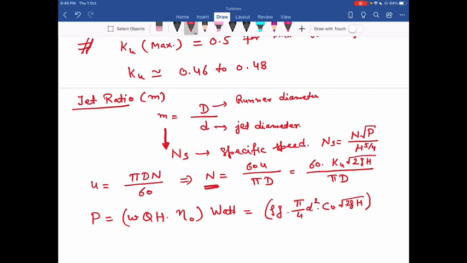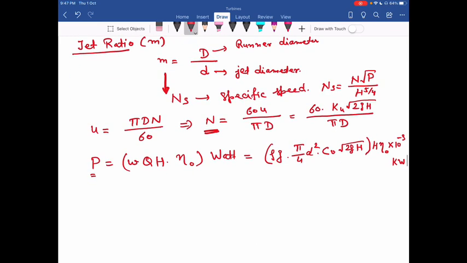Okay, this is Q, W, then Q, then I have H. Then I have overall efficiency. Now if I want to write this in kilowatt, I have to multiply this by 10 raised to power minus 3. Then this term is in kilowatt. So this is the formula for P I have now. So I have P, I have N. So I put these two values in the formula of NS.